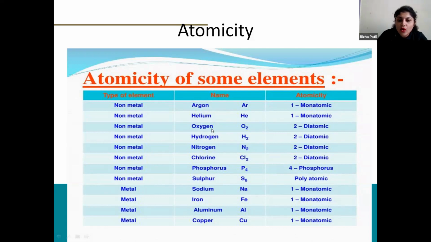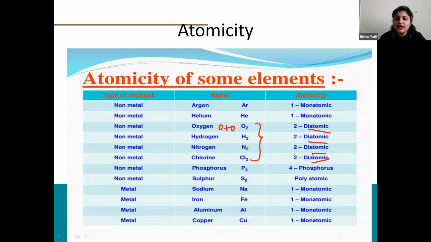Then non-metals like oxygen, hydrogen, nitrogen, chlorine, you can see these are in diatomic form. Diatomic means two, right? So oxygen, two atoms of oxygen combined, so they are called diatomic. These are the examples of diatomic.